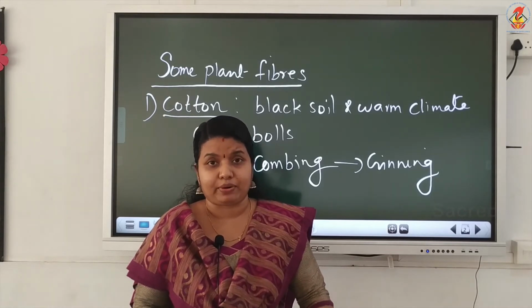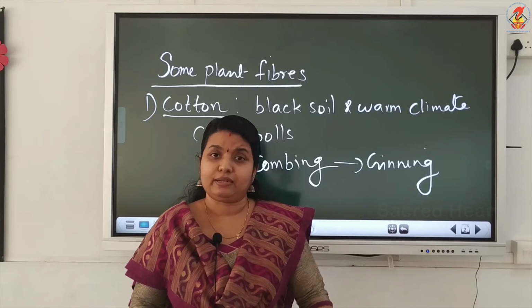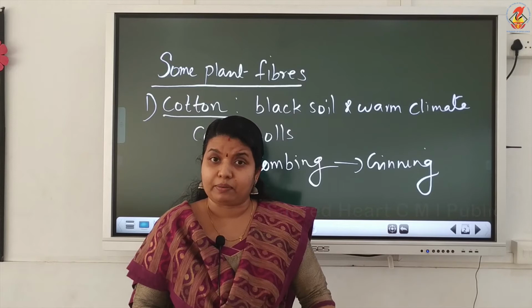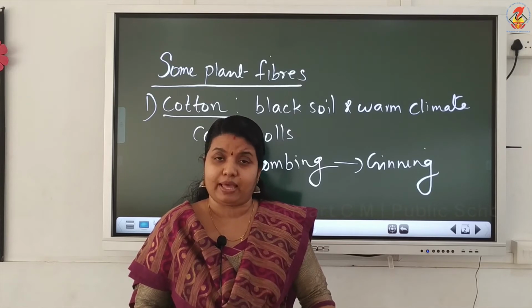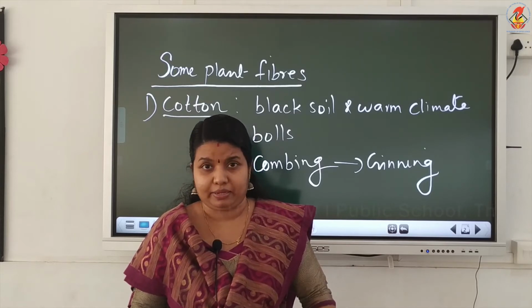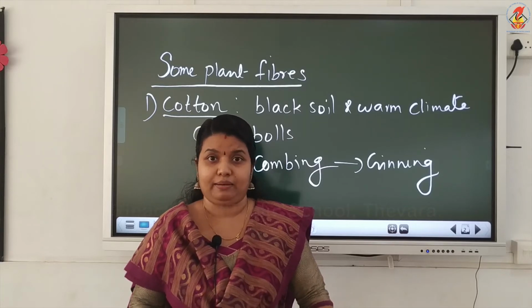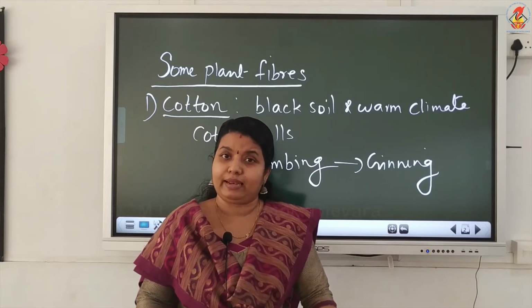So this is an important question. How do we get cotton fibers from cotton plant? I hope it is clear to you. Cotton plants are grown in places having black soil and warm climate. The fruits of cotton plant, the cotton bolls, B-O-L-L, are about the size of a lemon.